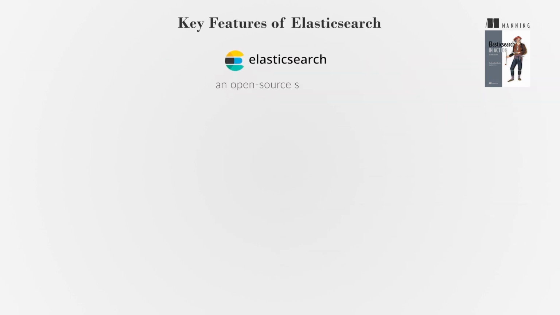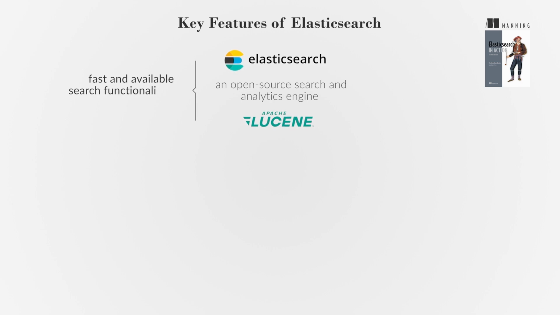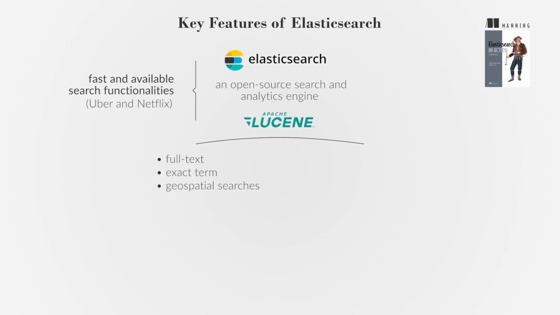Elasticsearch is an open-source search and analytics engine built on Apache Lucene. Due to its fast and available search functionalities, it is used by major organizations like Uber and Netflix. It supports diverse search types, including full-text, exact term, and geospatial searches, and offers advanced features like relevancy and auto-completion.